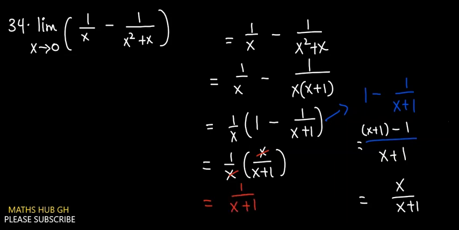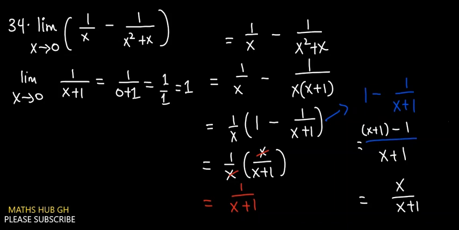Now we have transformed our expression into 1 over x plus 1, so we are going to have the limit as x approaches 0 for 1 over x plus 1. This will be equal to 1 over 0 plus 1, and that will be equal to 1 over 1, which is equal to 1. So that will be our answer. Let's take the next example.